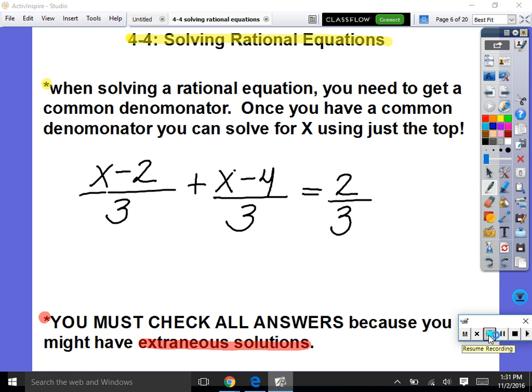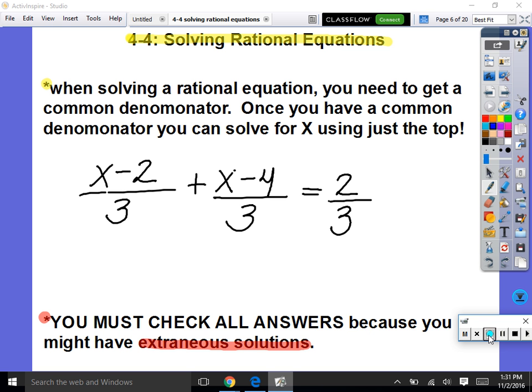Continuing with rationals. Once again, this is one of the hardest units, probably of the year. Today is not too bad, but it's definitely not easy. So pay attention. Today we're going to actually be solving rational equations. The first day we simplified rationals, second day multiply and divide, third day add and subtract. Now we're solving them.